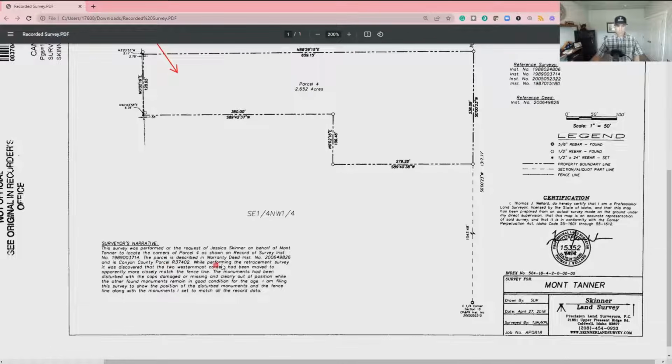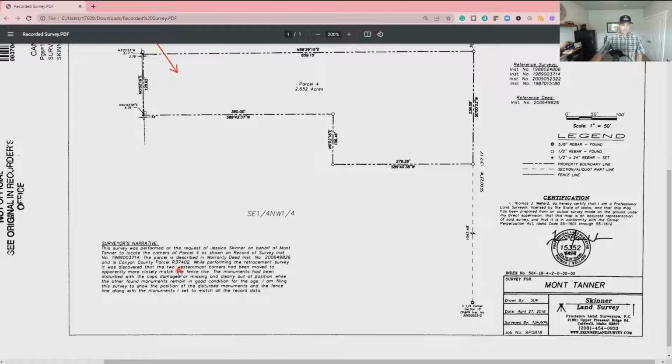The parcel is described in warranty deed instrument number 2006-49826. So that's representing the deed for this particular parcel. You see that, and this also says reference deed here, instrument number 2006-49826. So at the top, we're referencing that deed, and it is in Canyon County, parcel number R37402. So that's this parcel here that we're looking at.